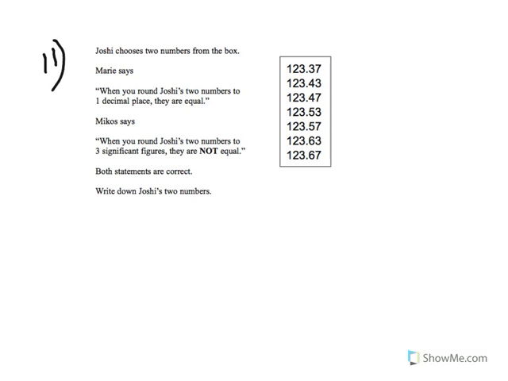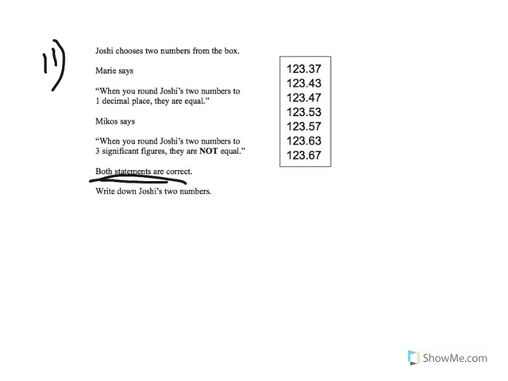Okay, so question 11. Basically Joshi takes 2 out of these numbers, and Marie says that when you round Joshi's 2 numbers to one decimal place, they are equal, and this other person says that when you round them to 3 significant figures, they are not equal. And the question is saying that both of these statements are correct. So you have to figure out Joshi's 2 numbers.